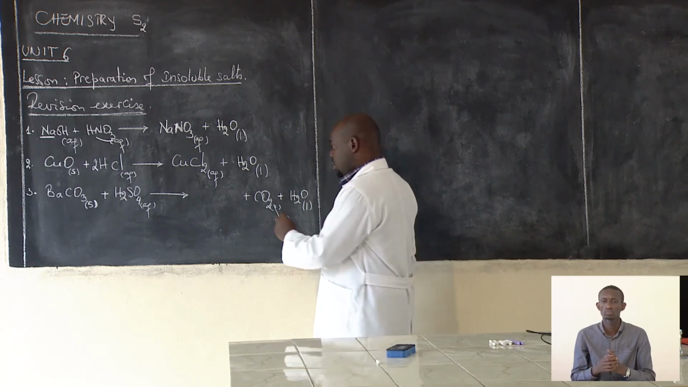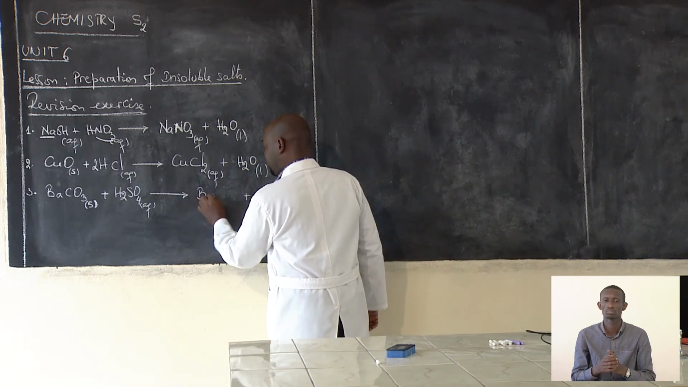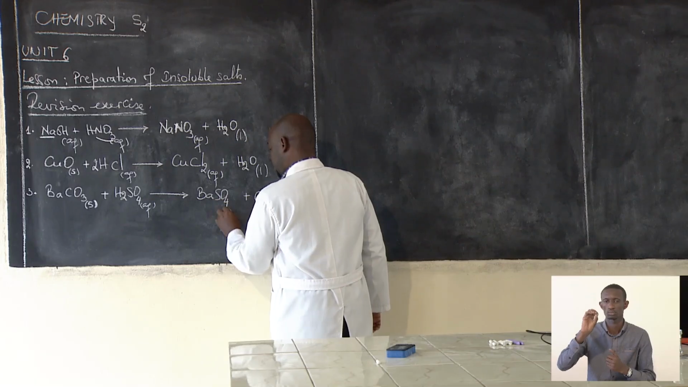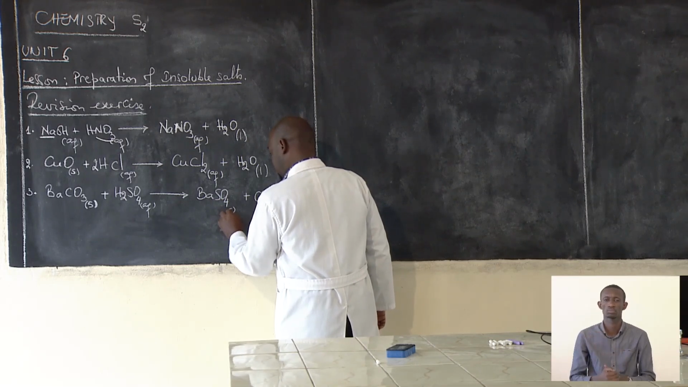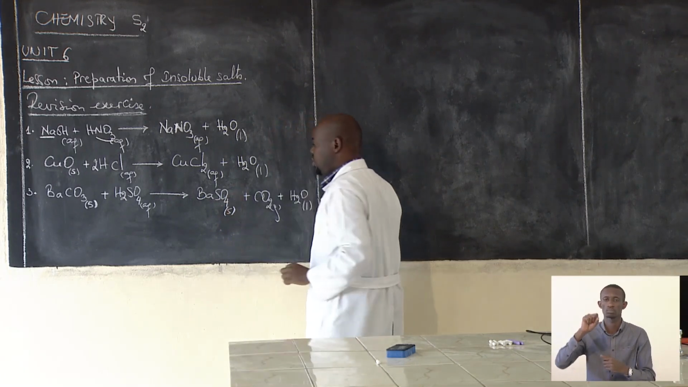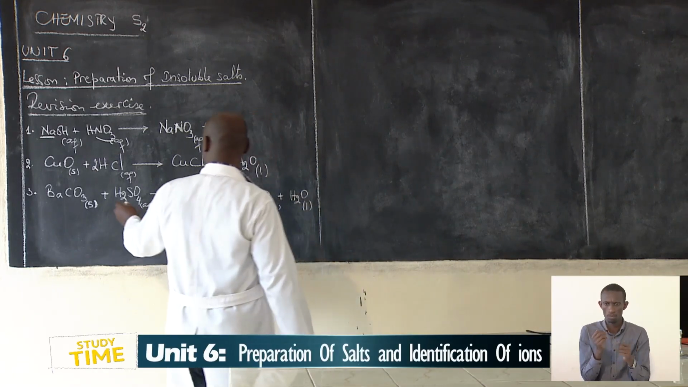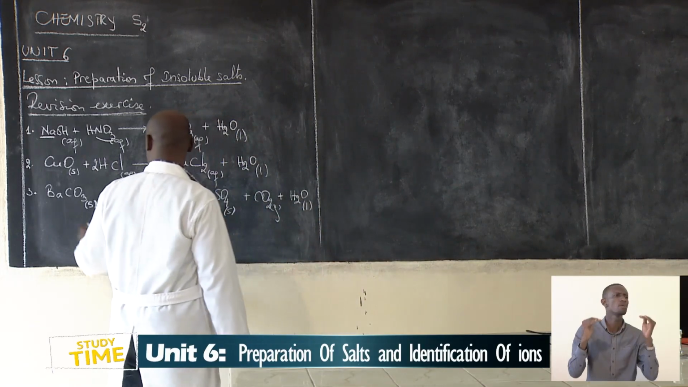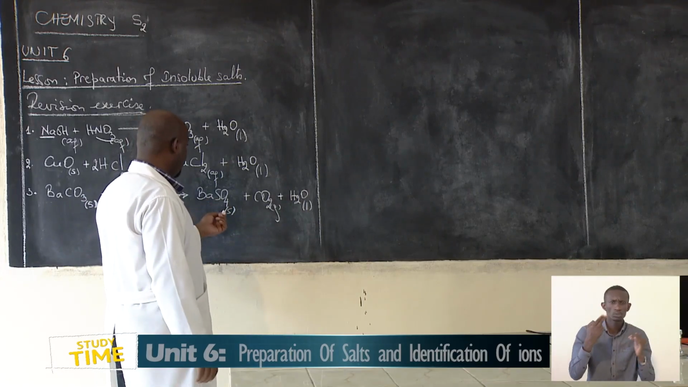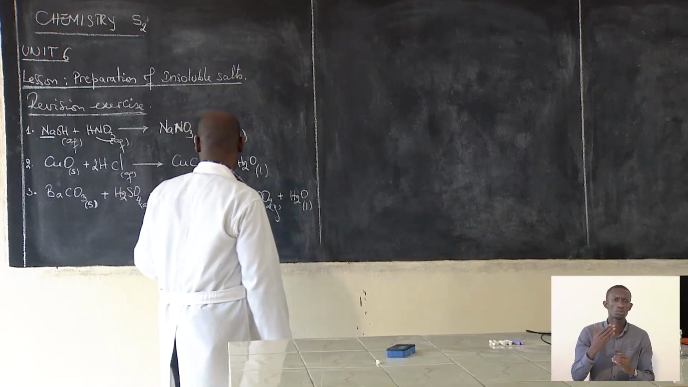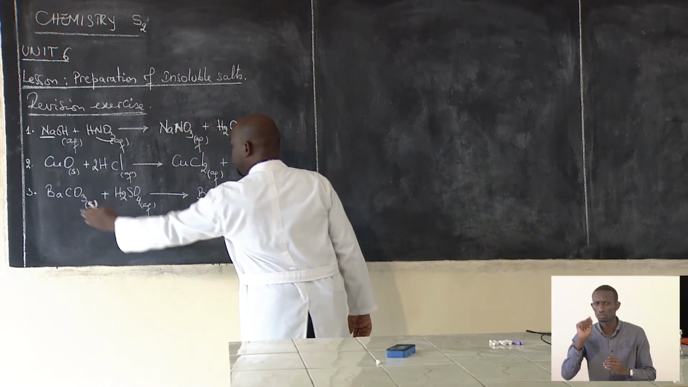barium sulfate, which is solid. Barium sulfate is not soluble. And then we check if our equation is balanced. 2 hydrogen atoms, 1 barium and 1 barium. Our equation is balanced. Even the carbon, we have 1 and 1 carbon.